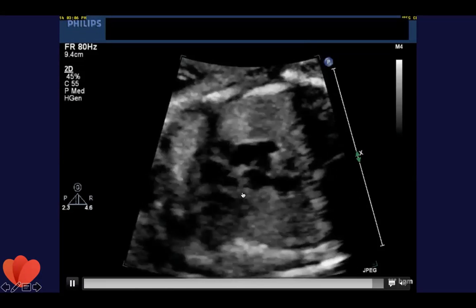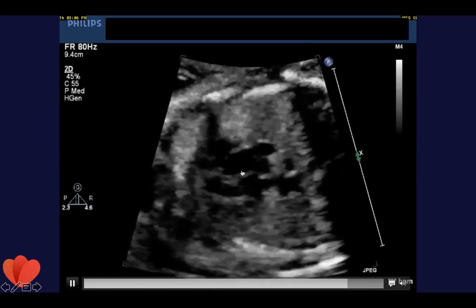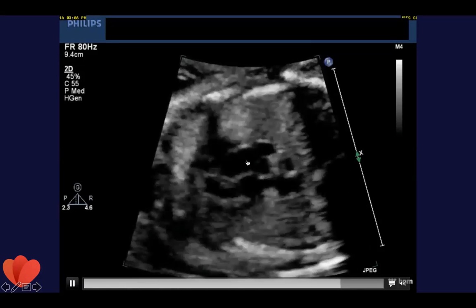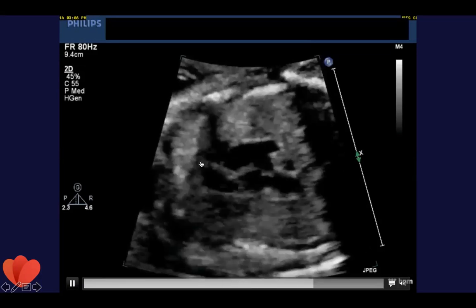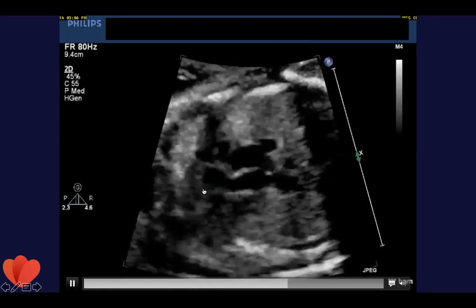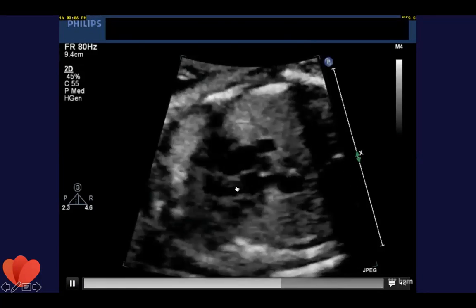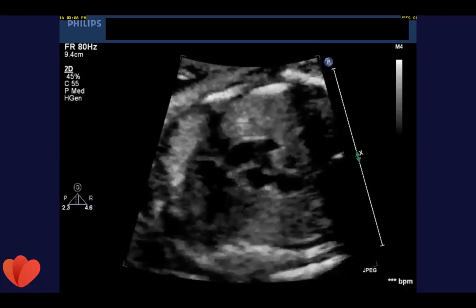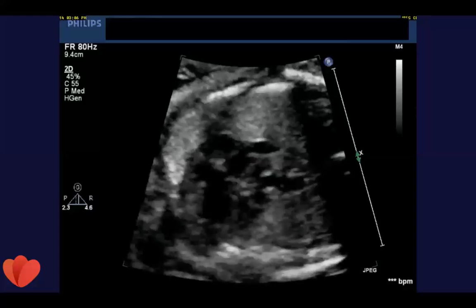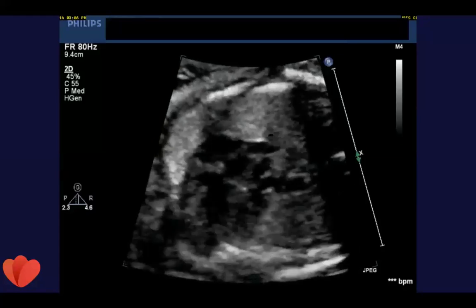So we sweep up anteriorly. We see from the left ventricle, there's a semilunar great artery that doesn't branch. And then when we look at the small RV, we see a semilunar valve that branches. So that's the pulmonary artery. So this is tricuspid atresia with normally related great arteries.